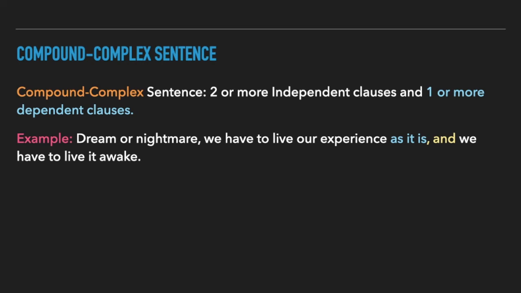And so this example, which you may have seen before, I believe it might be somewhere on our Canvas site. It states dream or nightmare. Then here we have the independent clause. We have to live our experience as it is. And so the clause as it is, that's the dependent clause. And then you notice in yellow, I highlighted the fanboy, which connects that section to the next independent clause.